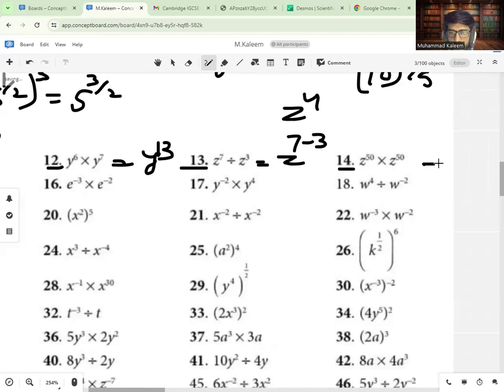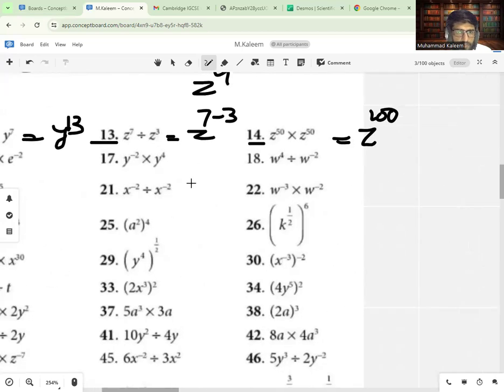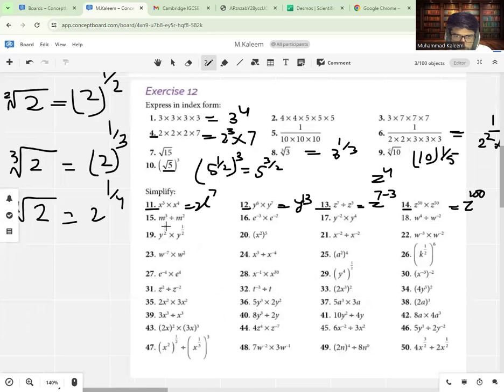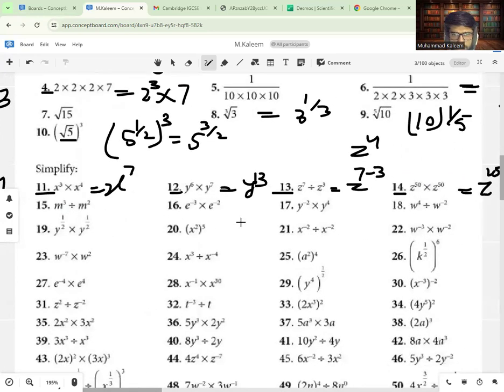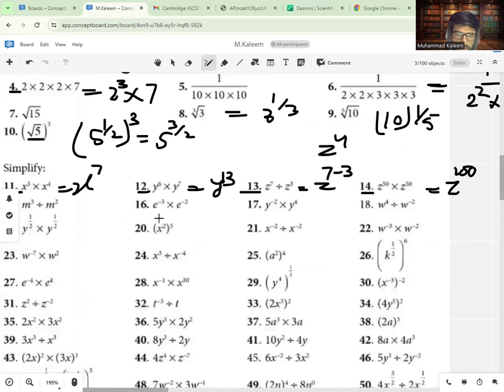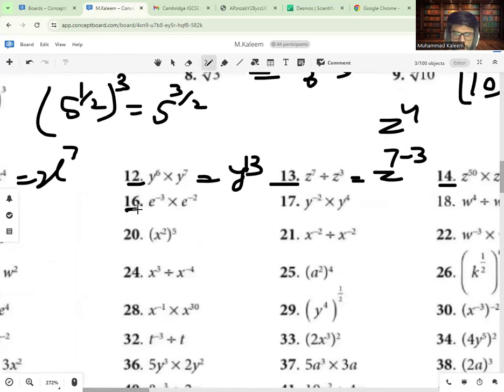So 0 raised power 4 will be our answer in this situation. In this one, its answer will be 0 raised power 100. We just have to do the addition because here the terms have the same bases and they are in times. So we just have to add their powers. Question number 18, let's skip a few questions here. You can see question number 15 is also very similar. Questions number 16 and 17 are very easy also. Here we just have to do addition between their indices.